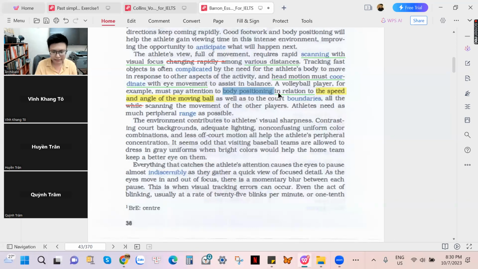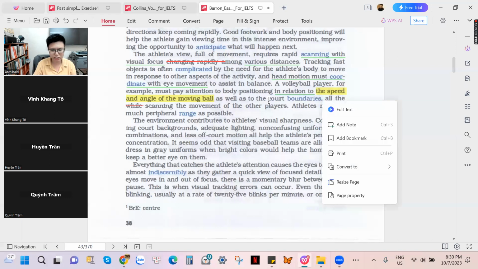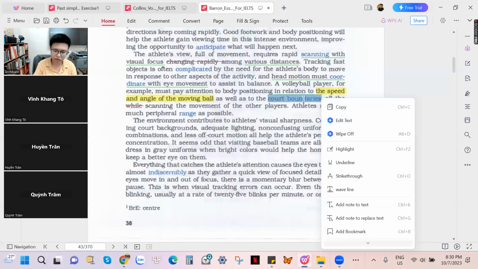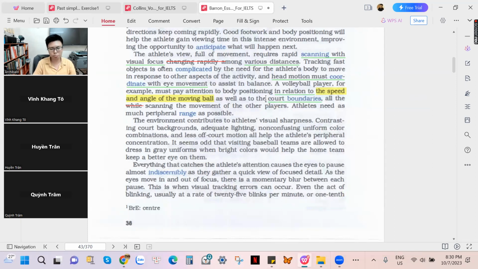All right. So guys, "in relation to" means it's about that thing, liên quan đến. So a volleyball player must pay attention to body positioning in relation to the speed and the angle of the moving ball, as well as to the court boundaries. What are court boundaries? Whenever we hear the word boundaries, it looks very hard for us. In fact, court boundaries.